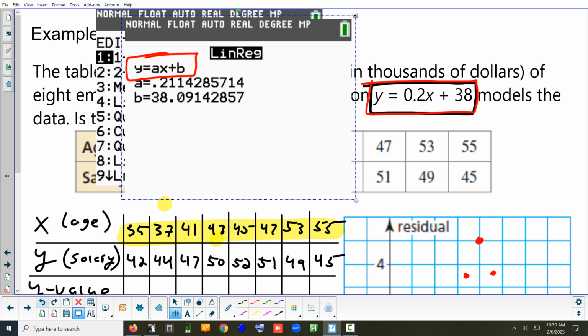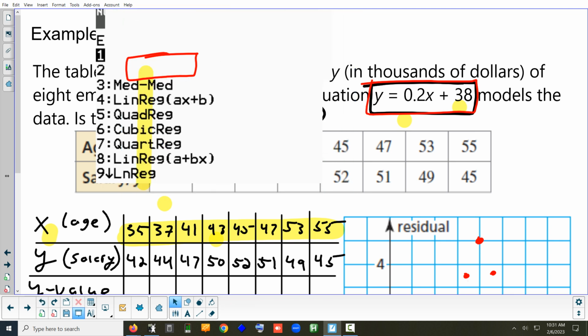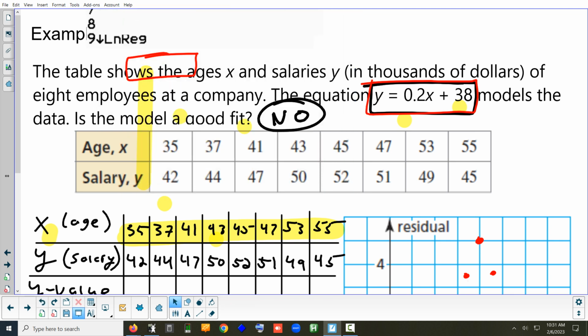And b is the y-intercept. What did the calculator tell me the y-intercept should have been? Roughly. Yeah? 38. The calculator said it should have been 38, and the person who did the formula got 38. So the person who found this formula did a really good job. The problem, let me just move this, the problem is not with the formula. The problem is with the data.